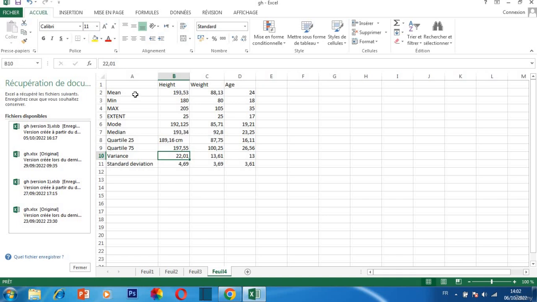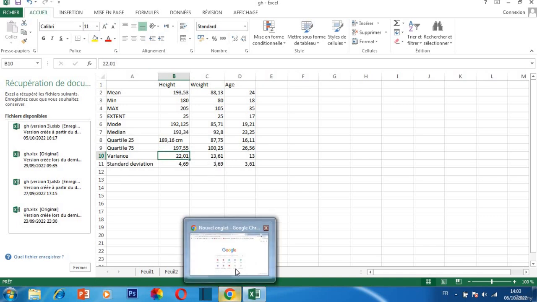for the mean, which is 193. There is a lot of variance. Some swimmers have 200 centimeters, some have 185 centimeters, and so on. In the weights and the age, we don't have a lot of variation from the mean, which means they are concentrated around the mean of weight and age, which is 88 kilograms and 24 years.